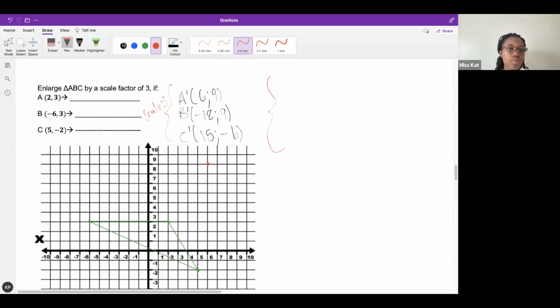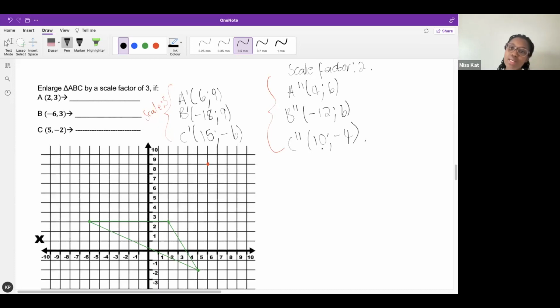It's good if your teacher taught you this because that means we are on the same place, right? If I use a scale factor of 2, A double prime will be 4 and 6. That looks a bit better. B will be -12 and 6. Yes. And C will be 10 and -4. That looks a little bit better. There's only one point that might not fit, but I can make a plan. Okay. How did you guys do this two terms ago? Your teacher is roping us.